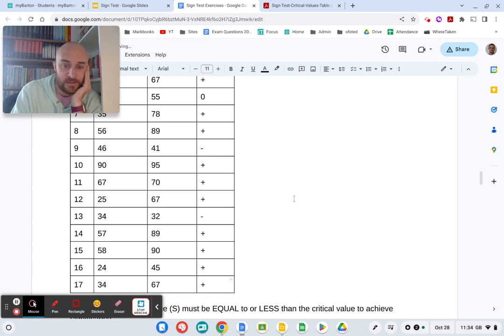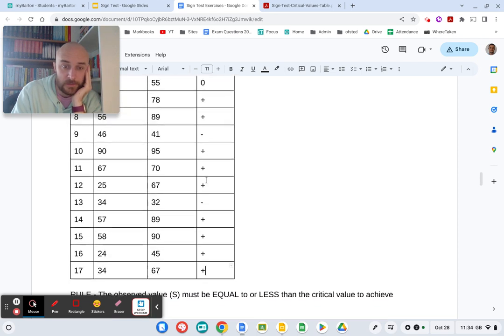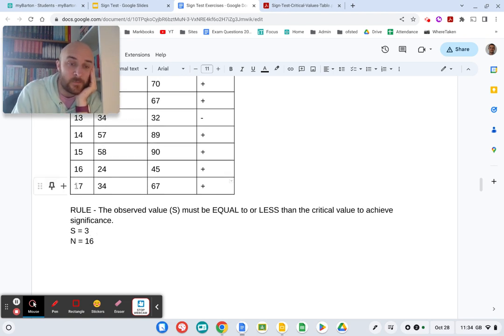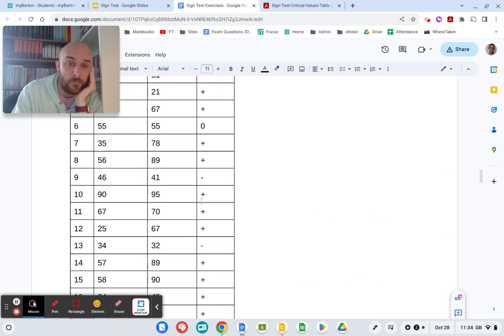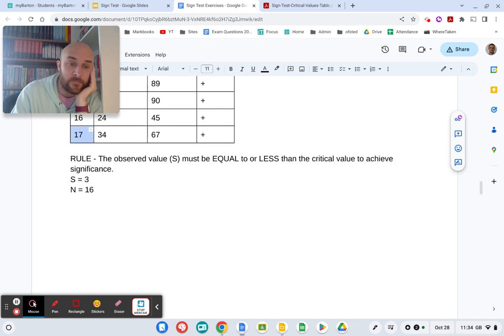Okay, so in this case, our S is the least frequently occurring sign. So we've got 1, 2, 3. Right, so S equals 3. Oh, I've already got it down here, because it saved me a lot of time. N equals 16. We started off with 17 people, but one person very rudely did not improve or did not go down. So S is 3, N is 16.